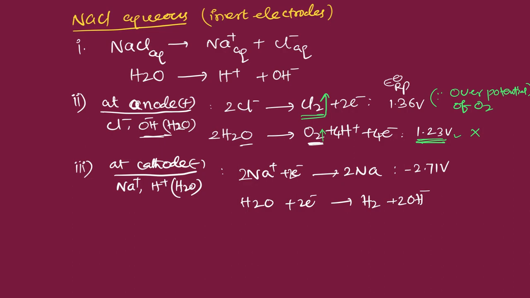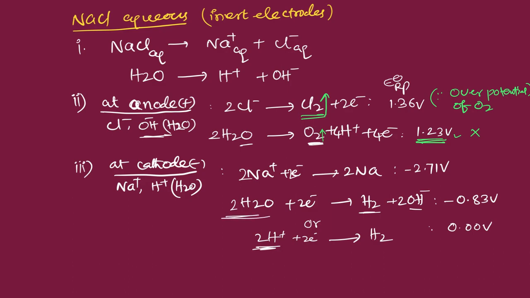Left side 2 electrons, 2 minus here, then 2 oxygen, then here also 2, 2 into 2, 4 hydrogen, 2 hydrogen, 2 hydrogen, 4, balanced. Its reduction potential value is -0.83 volt. But you can write it like this also: 2H+ plus 2 electrons convert into H2, with electrode potential 0.00 volt. But this is a very small amount, therefore preferentially which one are we writing? H2O. Now the question is, here the value is -0.83, here the value is -2.71. The higher value is reduced at cathode, so this is the higher value, therefore this will be the product.